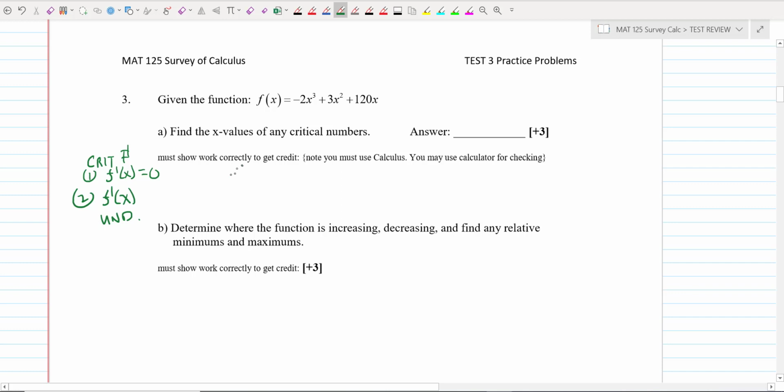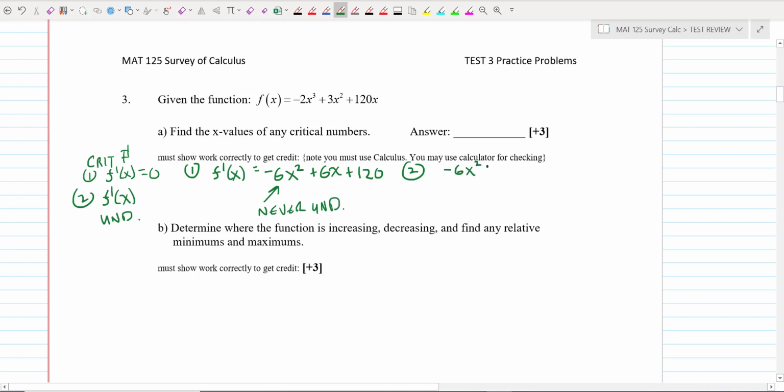So the way you start with a critical number is you go ahead and do your first derivative. So on here you would have negative 6x squared plus 6x plus 120. That's your first derivative. That's simple power rule. Second thing you want to do: this thing is never undefined. That first derivative right there, x can be anything. There's no zero denominator or anything like that. So we move on to where this derivative is equal to 0.